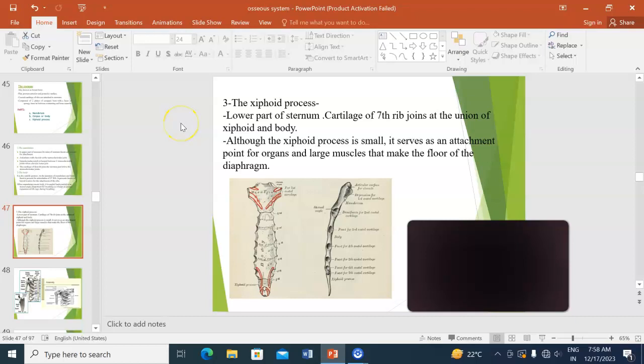Next, the third part we will study is the xiphoid process. See, this one is the xiphoid process. This is the lower part of the sternum, and it consists of cartilage where our seventh ribs get joined. See, again this is the notch where our clavicle will join, and that joint is called the sternoclavicular joint. This notch is for joining of the first rib, followed by the second, third, fourth, fifth, sixth, and seventh rib, which joins at the lower part of the sternum called the xiphoid process.